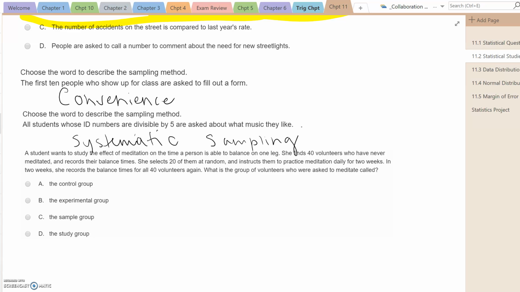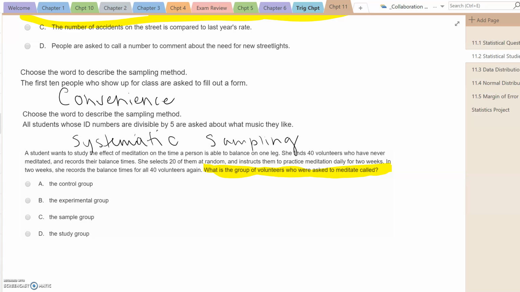And finally, a student wants to study the effect of meditation on the time a person is able to balance on one leg. She finds 40 volunteers who have never meditated and records their balance times. She selects 20 of them at random and instructs them to practice meditation daily for 2 weeks. In 2 weeks, she records the balance times for all 40 volunteers again. What is the group of volunteers who were asked to meditate called? So those were the people, they didn't meditate before. They were then asked to meditate for 2 weeks.